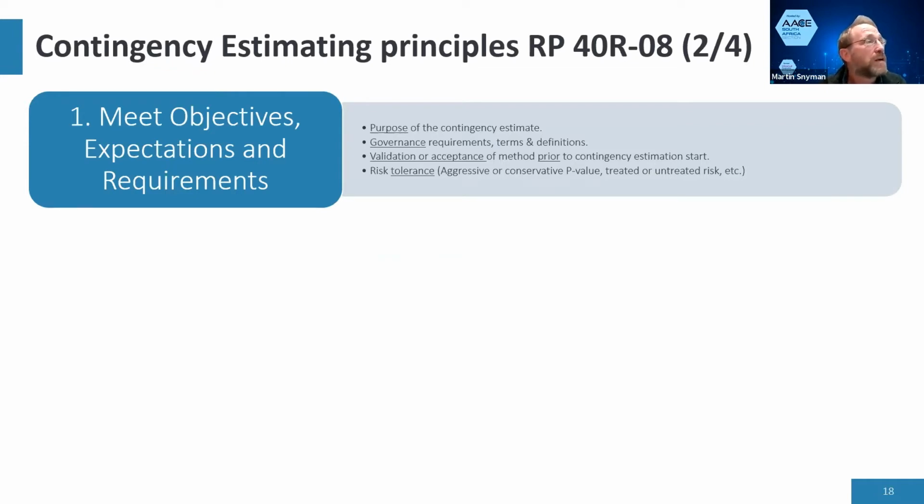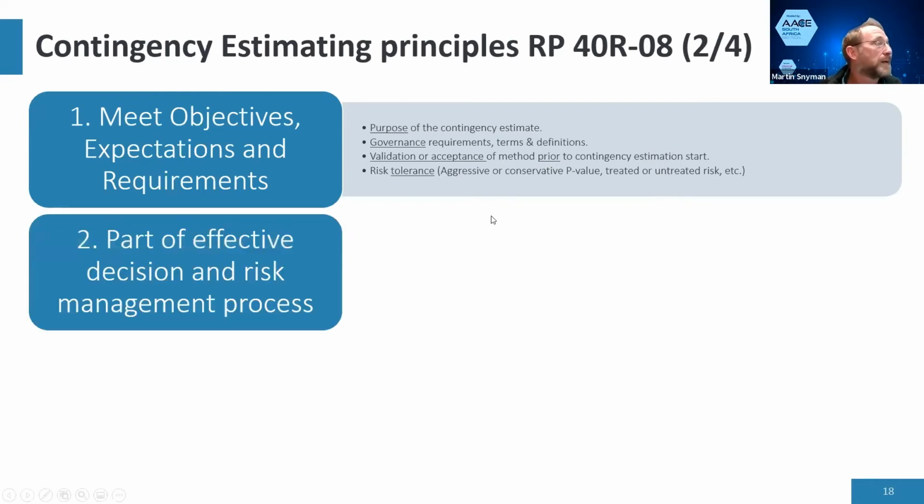Then you need to be very much aware of the governance requirements, terms and definitions for the specific company, or a consultant, or your own company. What do I need? You might believe that a P50 contingency would be great, because then I know I can get my project approved, but the board is very risk averse and actually wants a P90. The method that you're going to use for the contingency estimation should be validated before you start. You must agree on the method and not just go into the workshop, come up with a number, and then somebody says, I don't agree with the way you did this. Okay, risk tolerance, we already spoke about that.